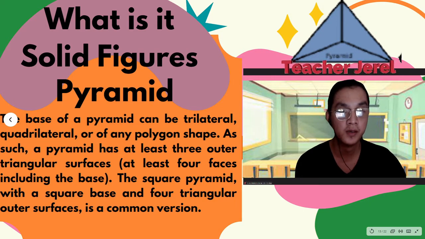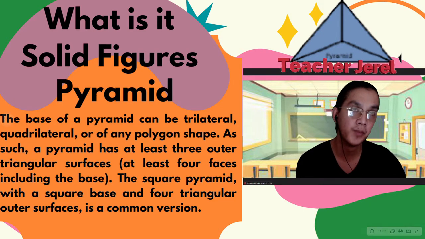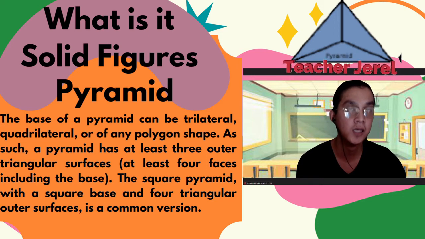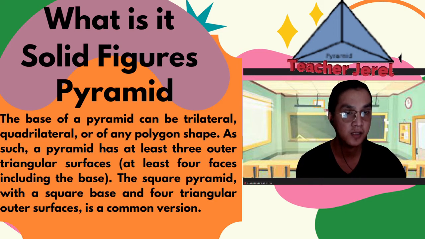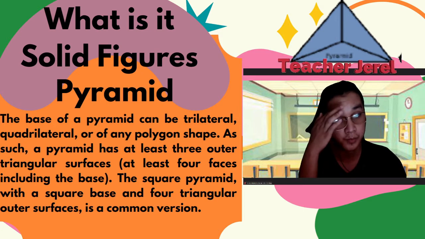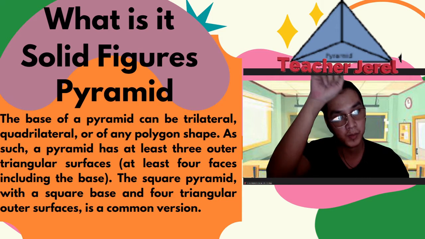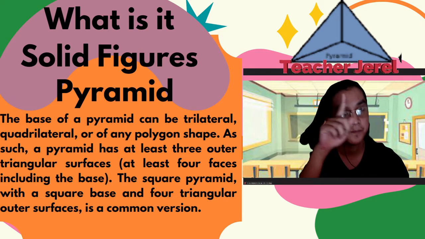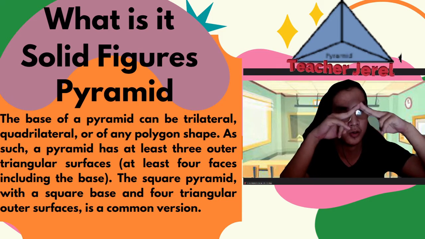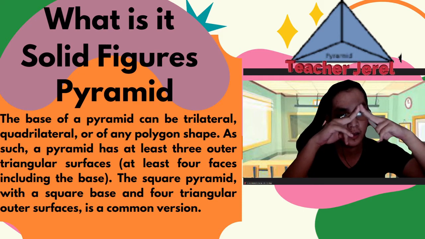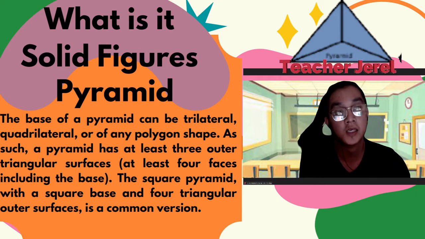Next is the pyramid. Marami tayong klase ng pyramid. Meron tayong trilateral, quadrilateral, at any polygon shape. Just as long as they meet on the center or the point from the top. Kung mapapansin nyo dun sa taas, meron siyang mag-i-intersect. Okay? Katulad na nakikita nyo sa taas.